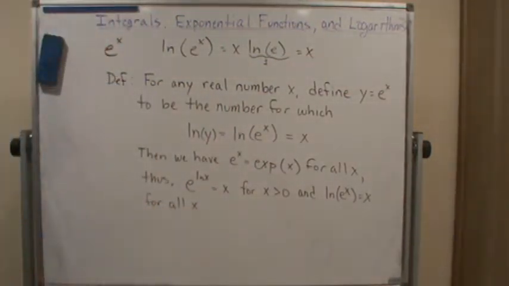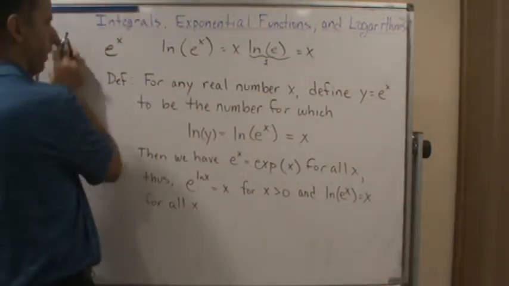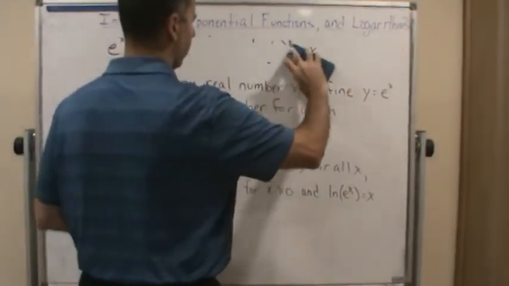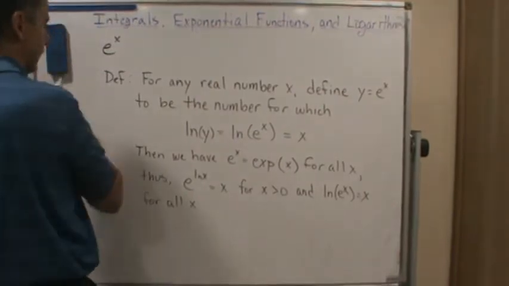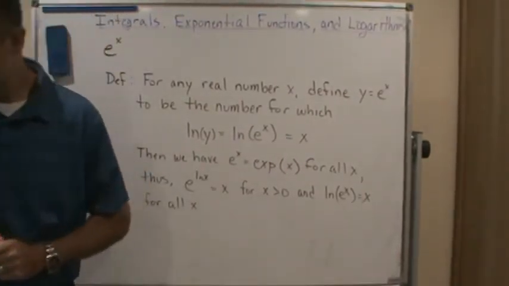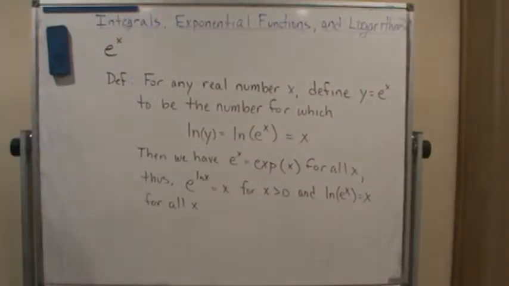Okay. Now, what about irrational values of x? Well, for irrational values of x, we simply define e to the x as the inverse function of the natural log function, natural log of x.